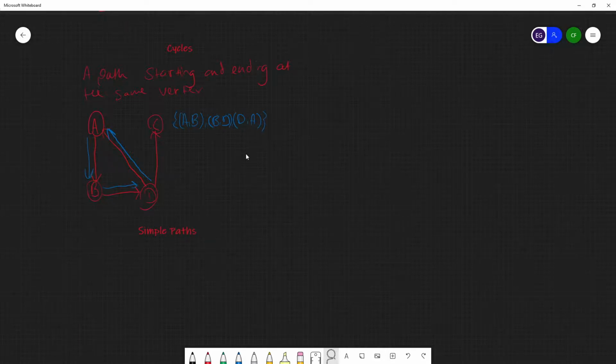And we can also say that a graph is acyclic if it contains no cycles. So we could say a graph is cyclic if it contains one or more cycles, and acyclic if it contains no cycles.